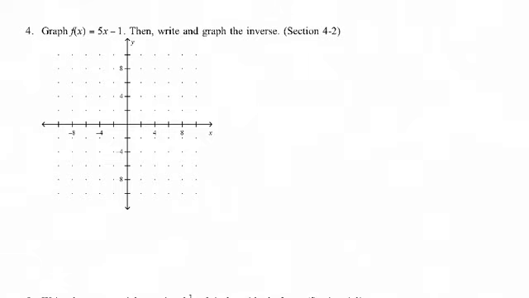Graph f of x equals 5x minus 1, then write and graph the inverse. So let's start off by doing that. Starting off, we know our y-intercept is -1, so we'll put that on our graph here.